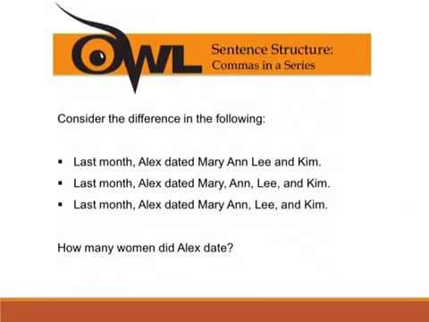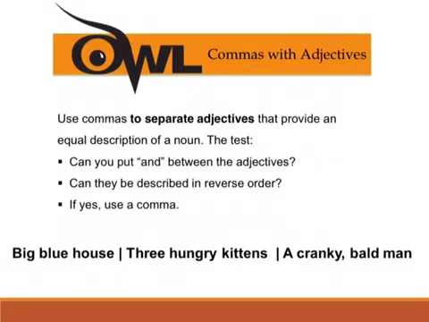Marianne Lee is her name, and Kim. In the second sentence, he's dating 4 people. And in the third, he's dating 3 people. So sometimes your commas are really important in a list. Just a last point here.